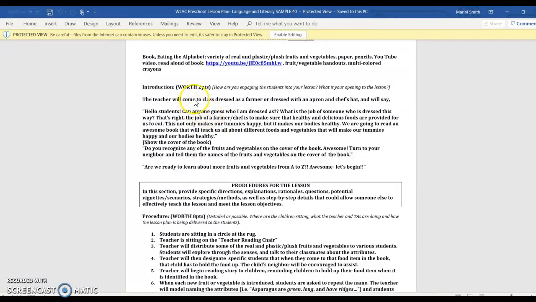So the introduction is worth 2 points. How are you engaging the students into your lesson? What is your opening to the lesson? So this is where you have an opportunity to really get the students' attention and to hook them. We often call this the hook or the anticipatory set. So be creative, think outside of the box and think about what you might do to grab the students' attention, and obviously think about what's appropriate for the age.